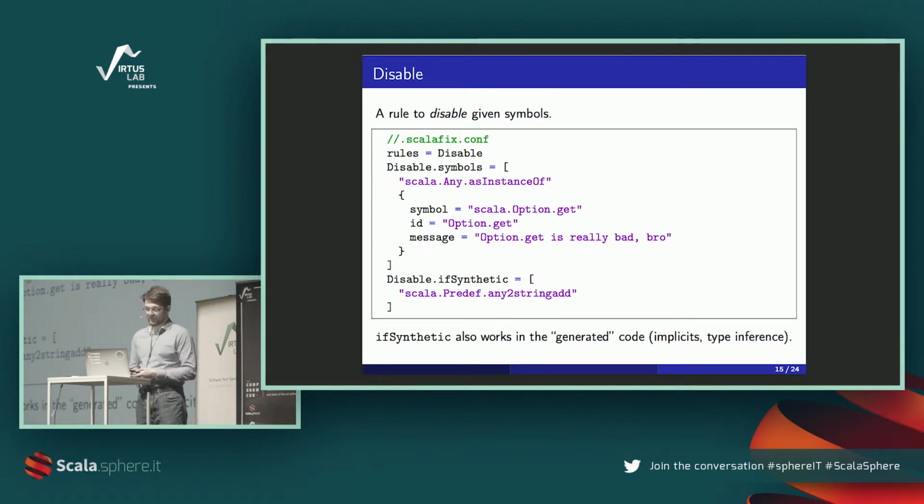These methods are quite bad for Scala. And the Disable rule has several modes. So the first mode is ifSynthetic. IfSynthetic works only in the generated code, in implicits, in type inference, for example. Here we block the implicit conversion that converts any object to a string when we want to add this object to some other string.